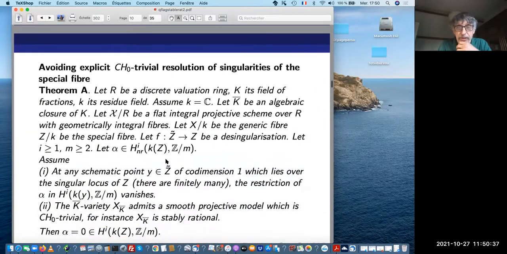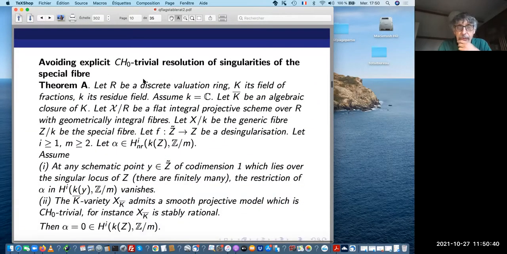Okay, so let me start with the first technique, which is how to avoid using C0 trivial resolution of singularities of the special fiber. So here is Theorem A. Take R a discrete valuation ring, K its field of fractions, little k the residue field. And for simplicity, K will be the complex field, and K bar an algebraic closure of K. We have a flat integral projective scheme over R, as before, with geometric integral fibers. X over K is the generic fiber, and Z over little k is the special fiber. And we consider a desingularization Z tilde of the special fiber. And then we take a class alpha in the unramified cohomology of the function field of Z, with coefficients Z mod m.